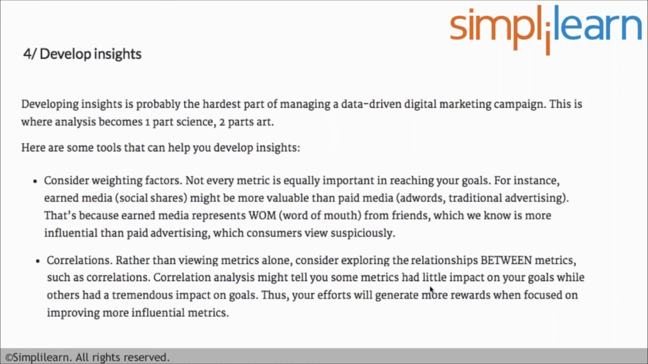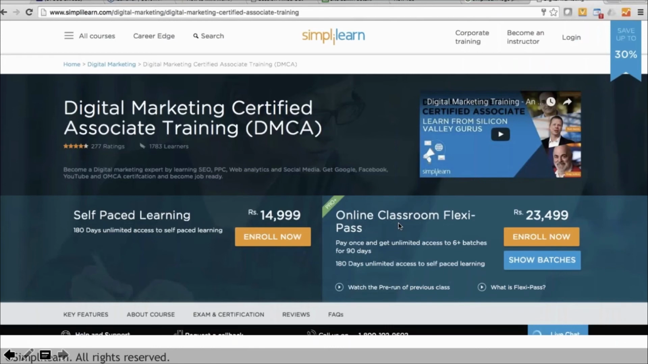And number four in the 4 or 5 step process is to go ahead and develop the insights. And developing insight is the hardest part of the entire managing of data in a data-driven digital marketing campaign. This is where the analysis becomes a science and an art both. And you can use certain tools for that. You can identify various metrics, whether it's, let's say, how much word of mouth has been happening, whether it's increasing and so forth, looking for correlations between different metrics and so forth.